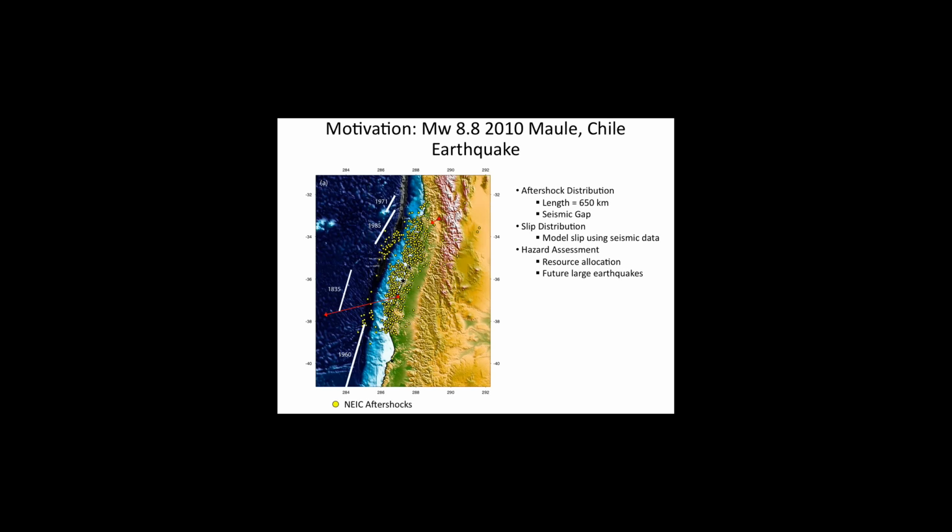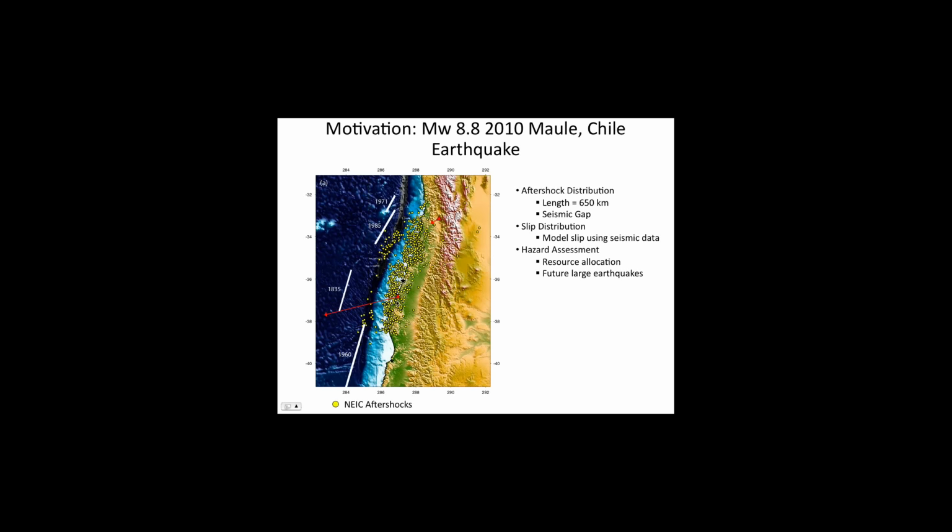We can get a general idea of the rupture characteristics of this earthquake by just looking at this aftershock distribution. For example, if you just look at the length of the aftershock distribution, you may conclude that you had a bilateral rupture coming off the epicenter here, and that the rupture length was about 650 kilometers. You may also conclude that this seismic gap was indeed filled, because you have these aftershocks within that region.